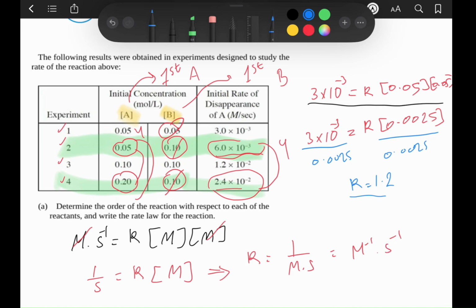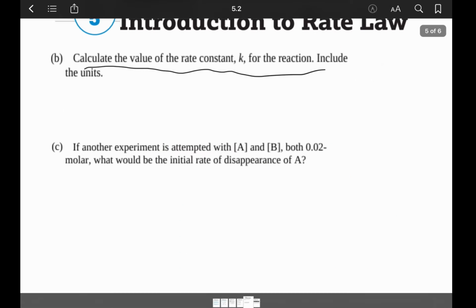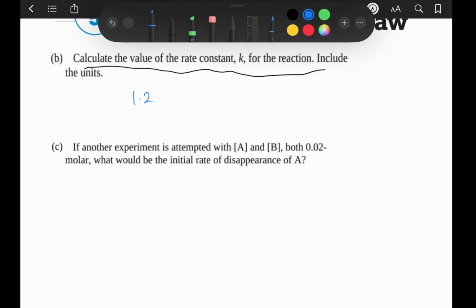If you want to write it in terms of mole per liter, since the molarity here is mole per liter, it's going to be liter mole to the power -1 and s to the power -1. So this is true and this is true. So the value of K is 1.2 molar to the power -1 s to the power -1.